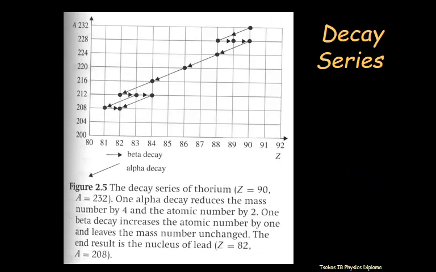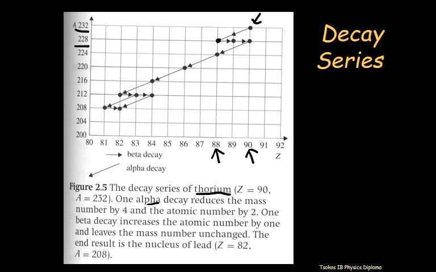So here's what we're talking about with the decay series. Here we have a very heavy nucleus, a 232 nucleus with 90 protons, and this is thorium. Thorium has a very large nucleus, and it will alpha decay. As it alpha decays, it goes from 232 to 228, and it also loses 2 protons, so it goes from 90 to 88.